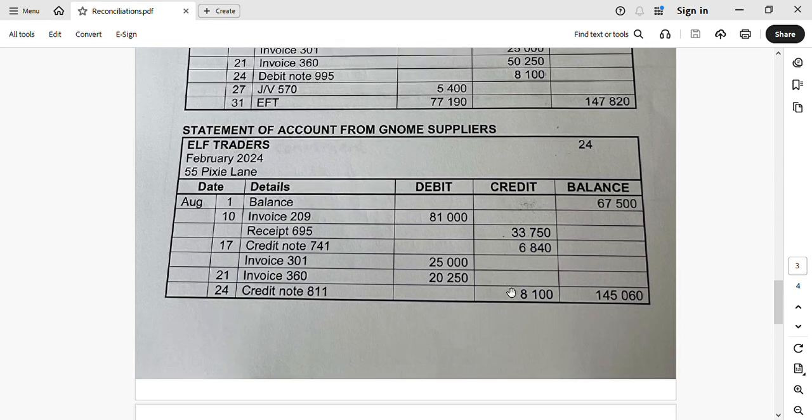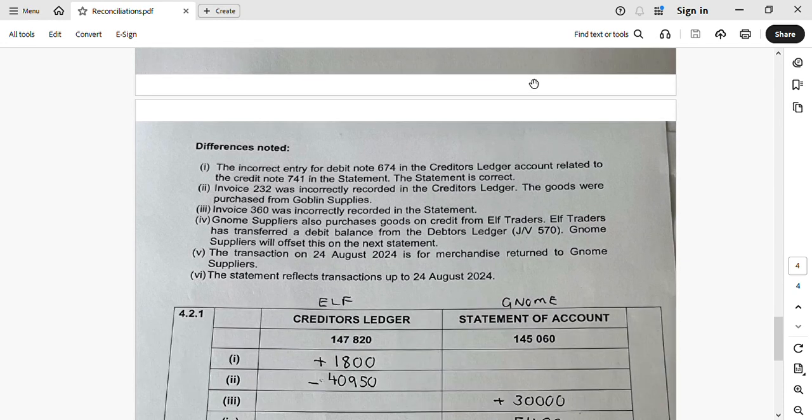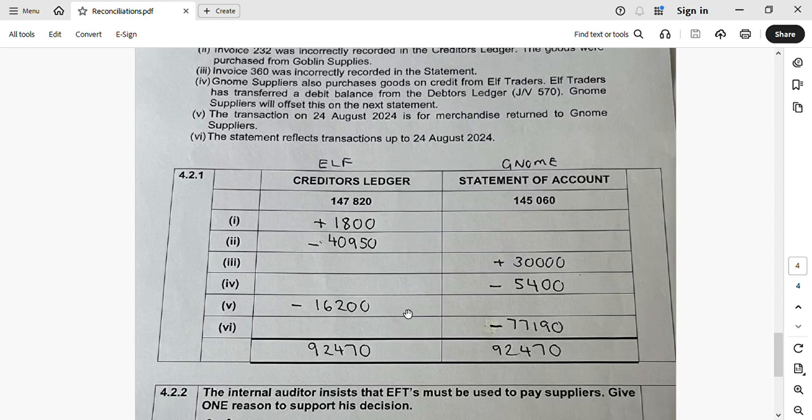Just check quickly, they did it correctly because we're a debtor to them. So this is a plus minus from their point of view. They decreased what we owed them, which is correct. We added by mistake. So we are at fault here, and you're going to have to minus double the 8,100 from the total here. And then the statement reflects transactions up to the 24th of August.